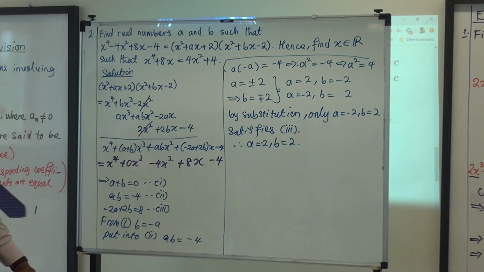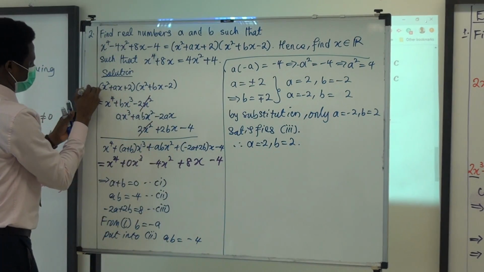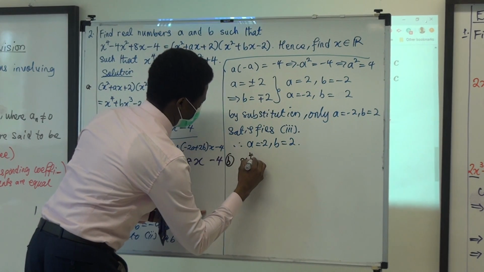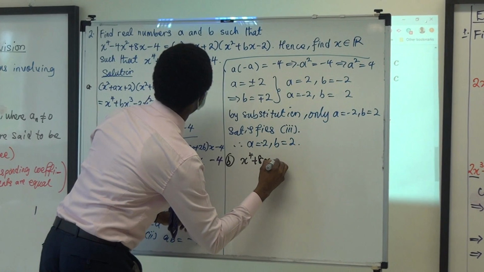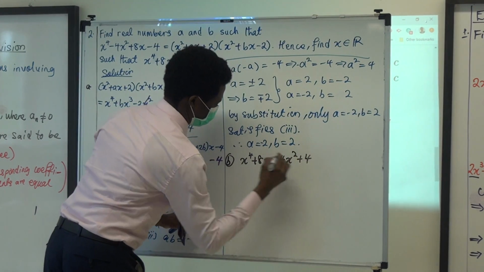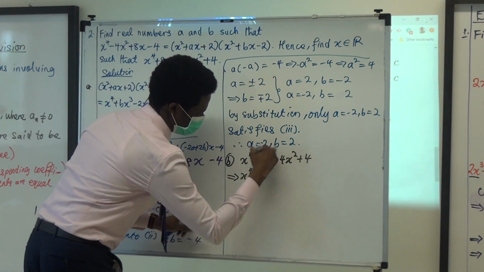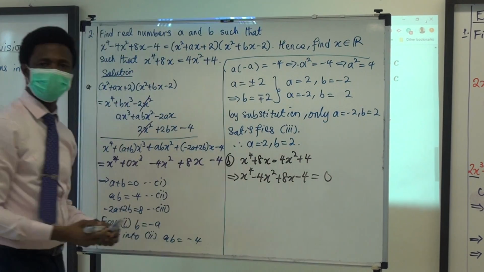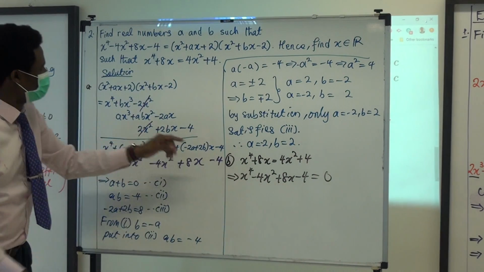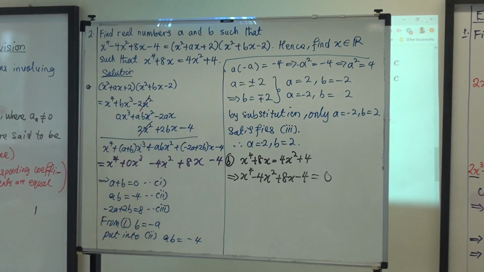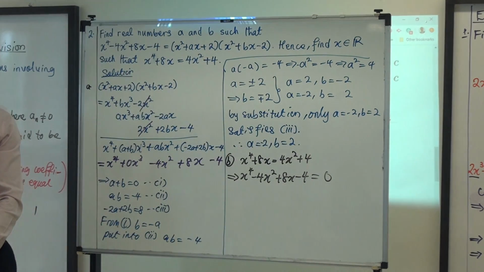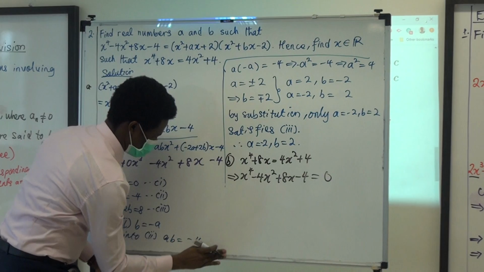Let's see. So for the second part, I call this maybe A, and this part B. x to the power 4 plus 8x is equal to 4x squared plus 4, which implies x to the power 4 minus 4x squared plus 8x minus 4 is equal to 0. Agree? But this is already factorized as two quadratics, which means the left-hand side is already factorized as two quadratics. Does that make sense?